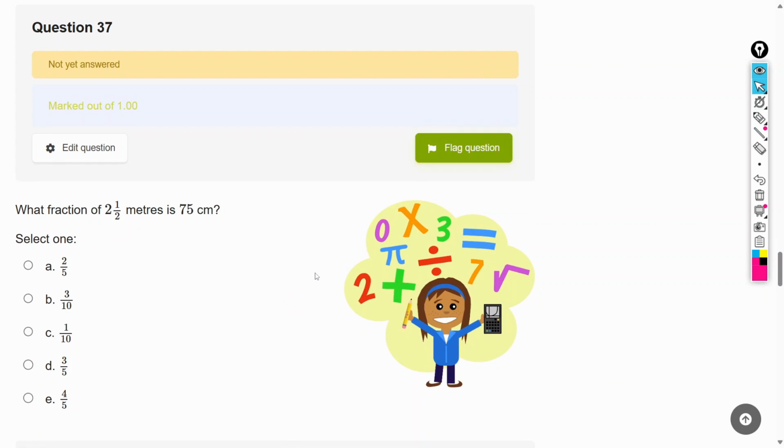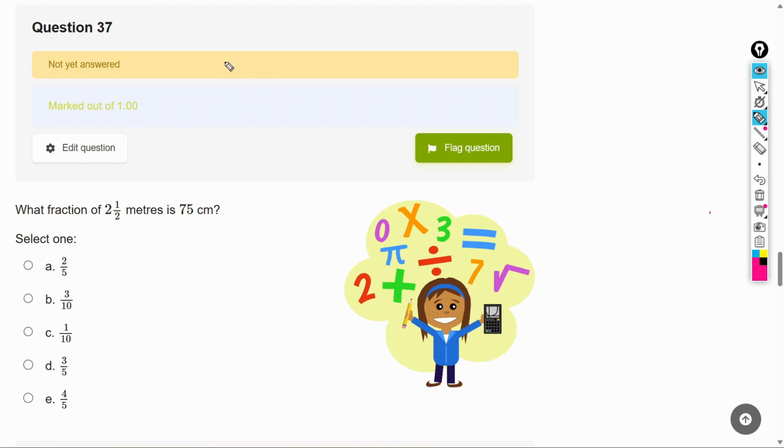What fraction of 2.5 meters is 75 centimeters? 2.5 meters, 75 centimeters. So we need to change both of them to the same units.